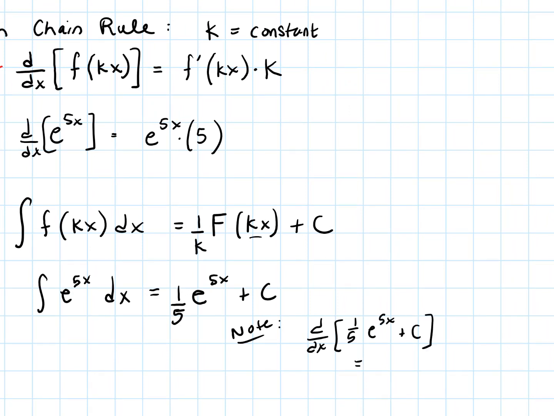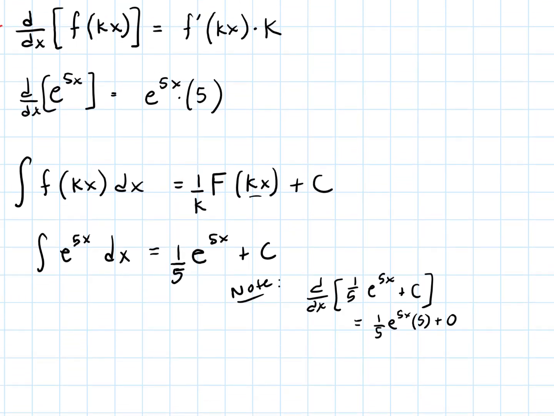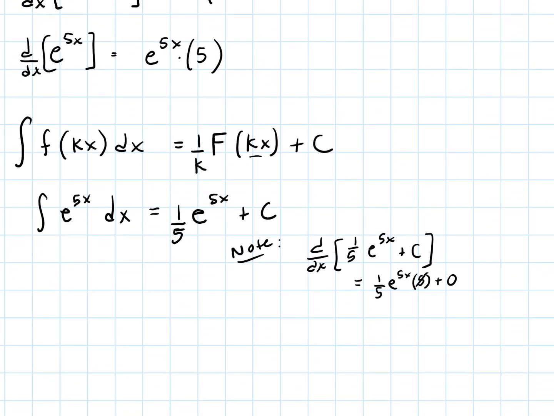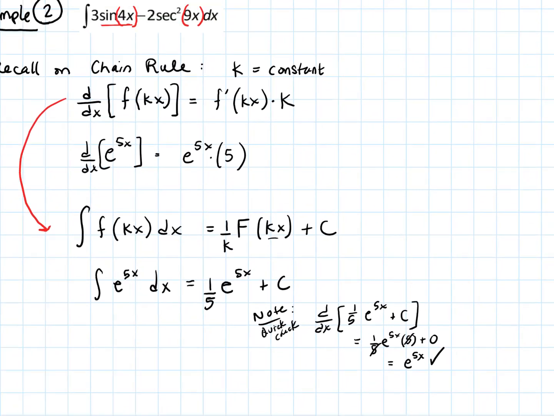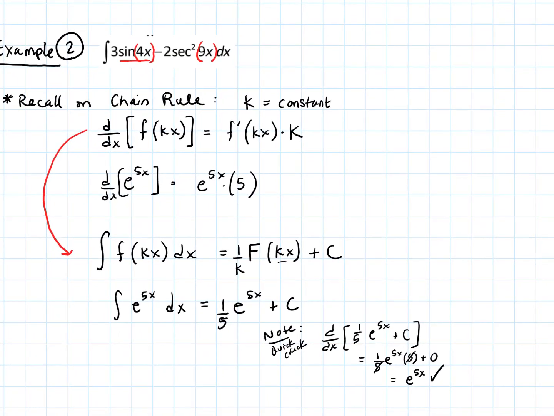If I take that derivative, you have that constant, 1/5 e to the 5x, you have to apply chain rule, times 5, plus 0. And notice having that 1/5 right there was necessary because of the chain rule. And so look, there's our work. This is a quick check. You can always do a quick check. All right, so that was a little bit of a sidebar, but I wanted to mention it because this is an important rule that will save us time if we can remember it.